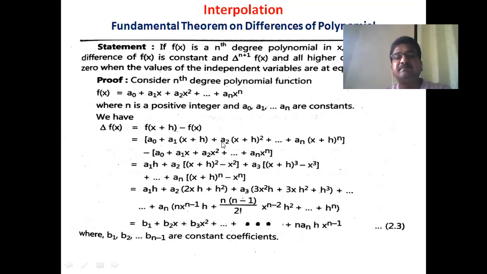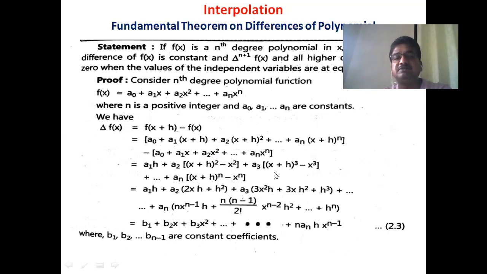So what is this term? a2 and this term a2x². Take a2 as a common factor. What do we have? (x+h)² minus x² in the bracket. Similarly, the next term is a3(x+h)³, and here is a3x³. So take a3 as common. So what do we have in the bracket? (x+h)³ minus x³. Similarly, the last term, take an as common factor, and so on: (x+h)ⁿ minus xⁿ.